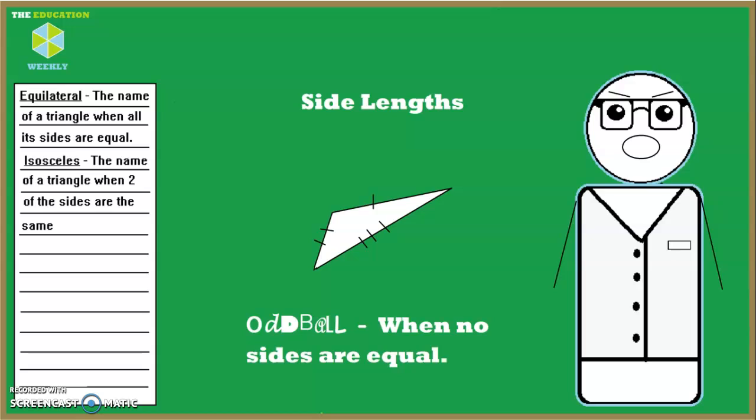Hey, why do you say that's wrong? Well, I guess some people can call it a scalene triangle, but I like to call it oddball. But I would stick to scalene. Scalene is when no sides are equal.